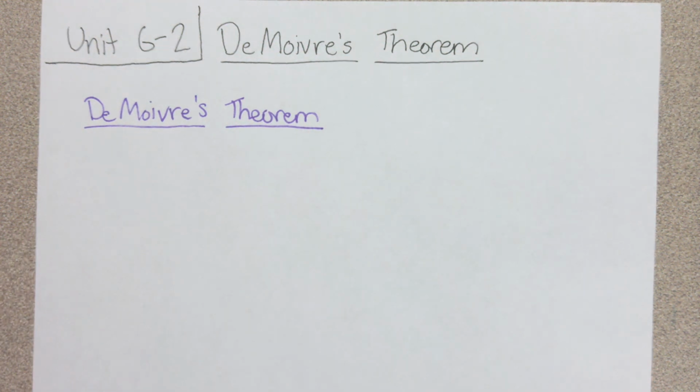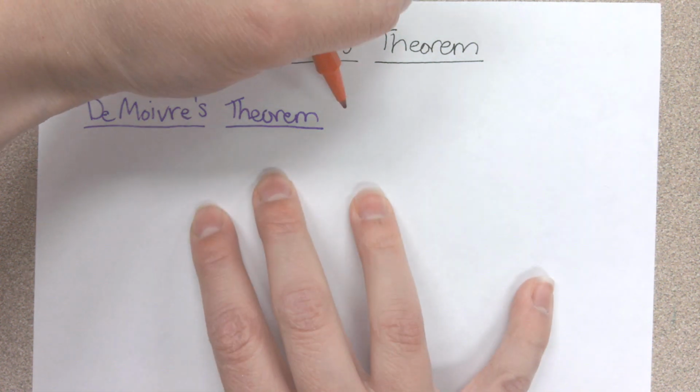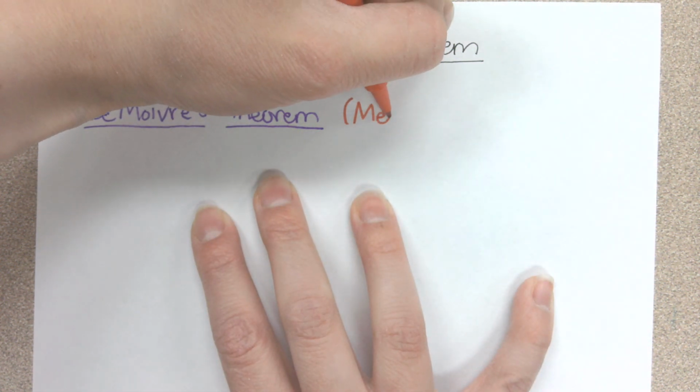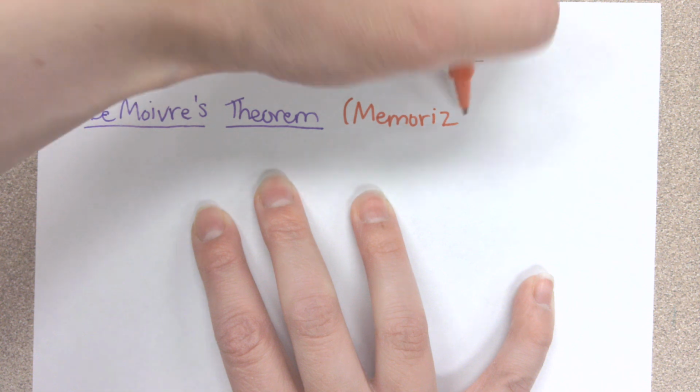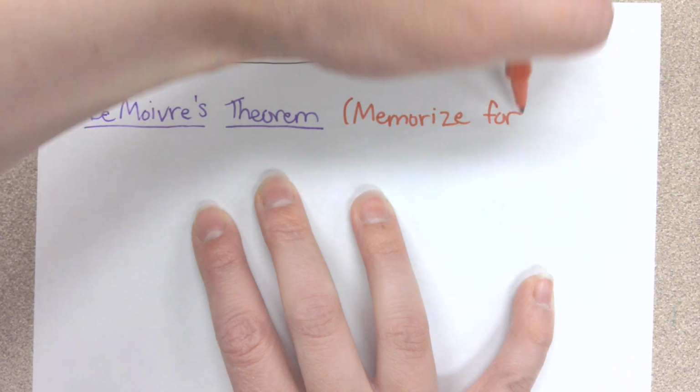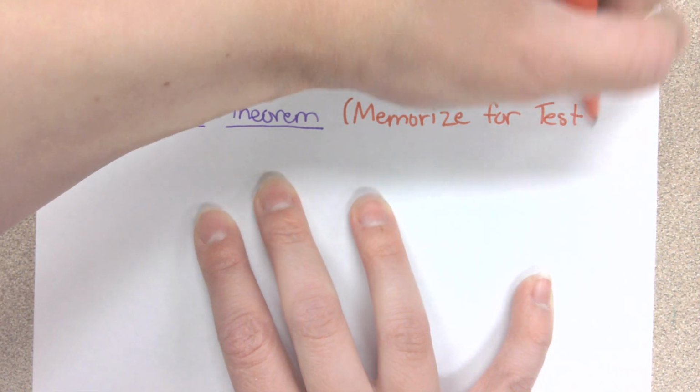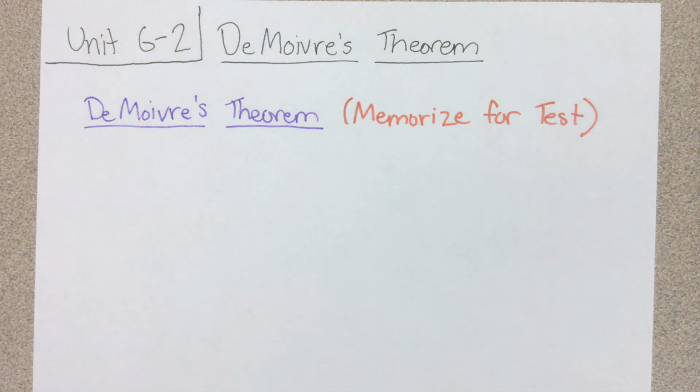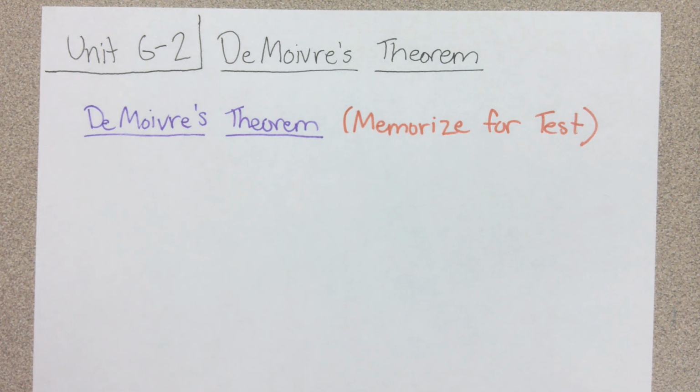And before I forget, you will have to have this memorized for the test. And just like the multiplying polar numbers and dividing polar numbers theorem, you don't have to memorize the whole theorem to know how to use it. You just have to memorize the couple of operations that you need to do in order to do it properly. So again, when I say memorize, kind of take that with a grain of salt.